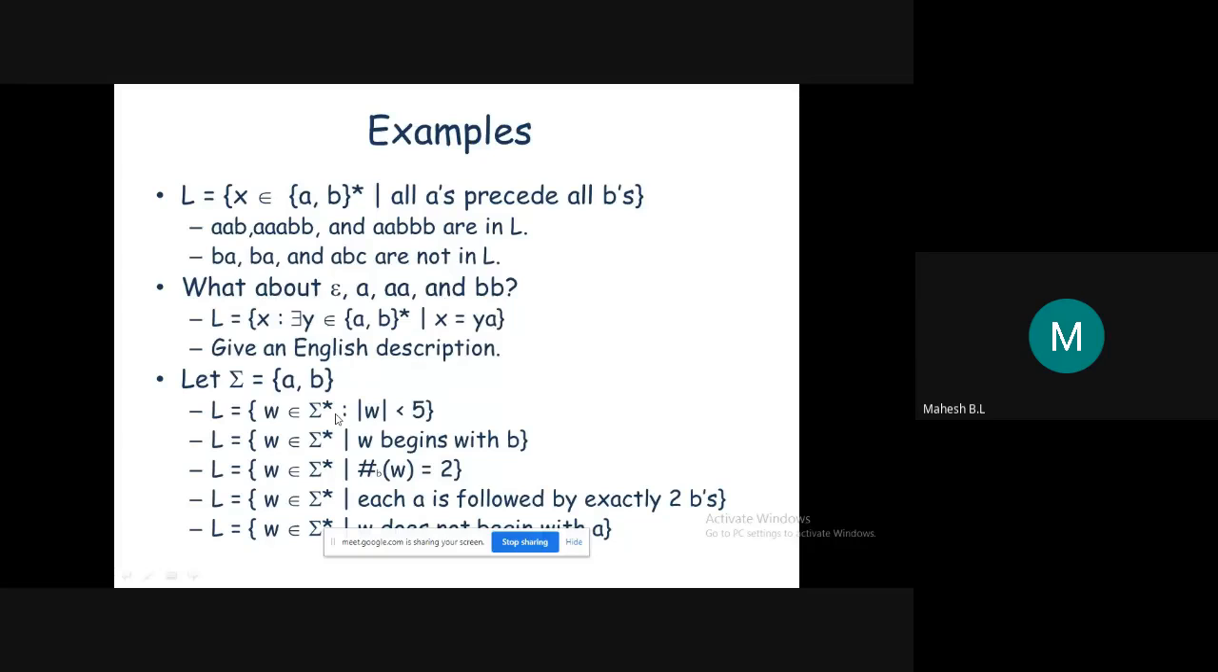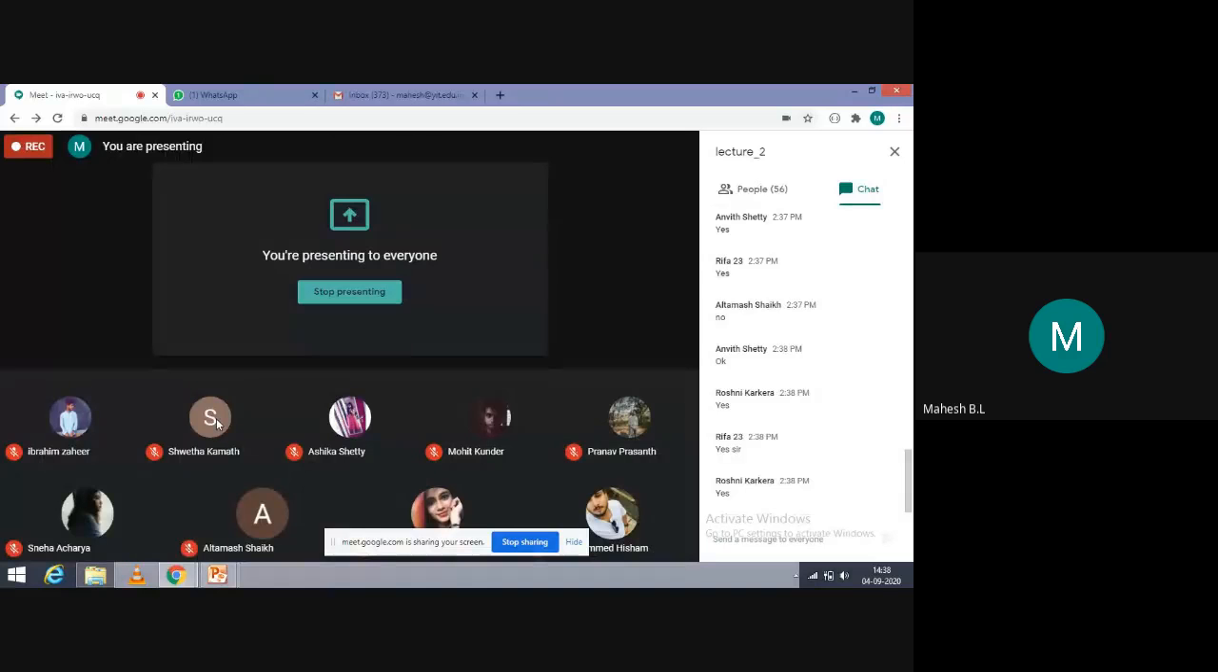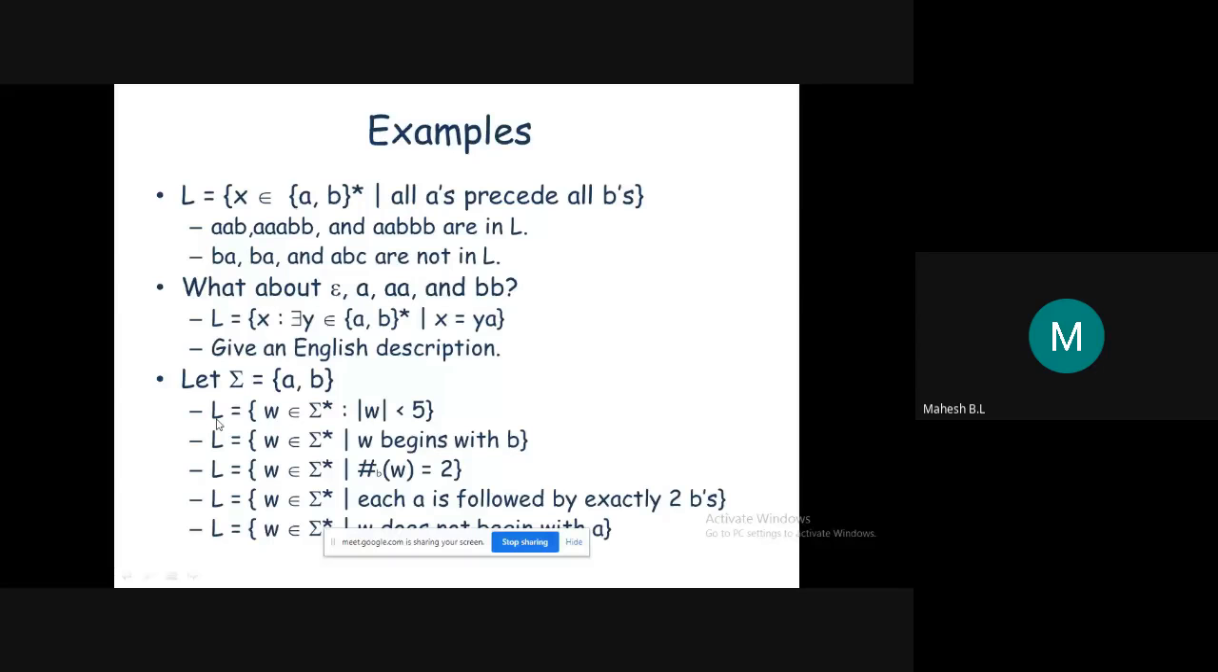W belongs to sigma star, cardinality of W less than 5. Whether epsilon belongs to L. Yes, epsilon belongs to L because the only condition is length should be less than 5. You know that epsilon is of length 0. 0 is less than 5. Condition is satisfied. And sigma star means what?